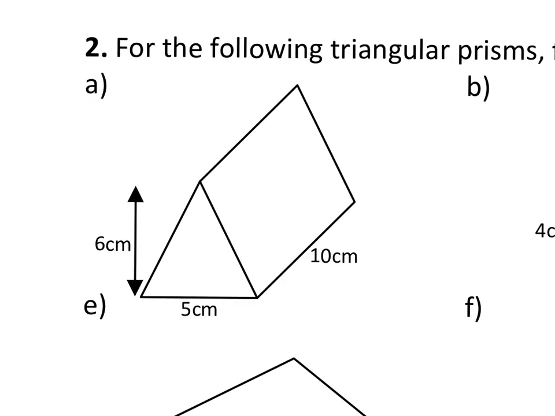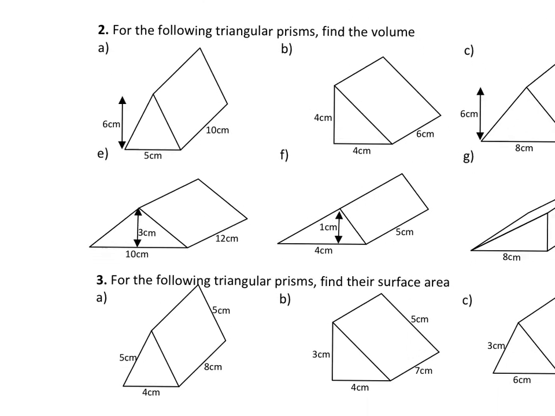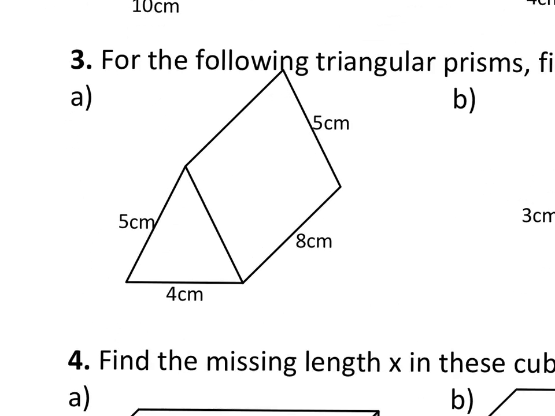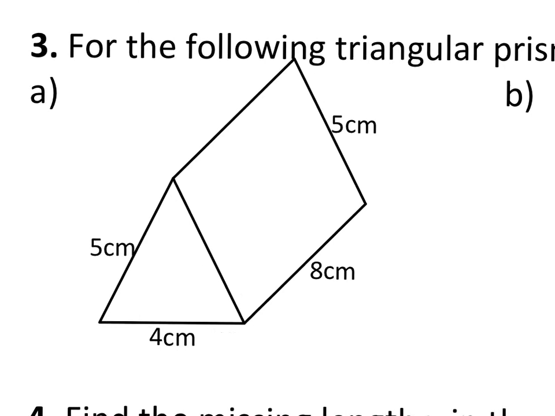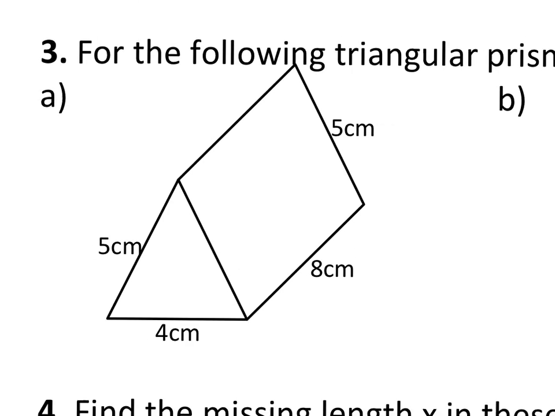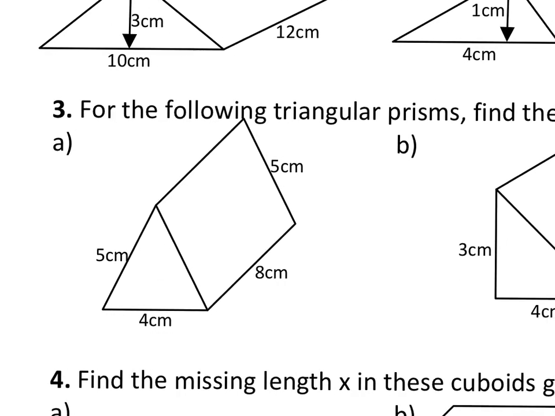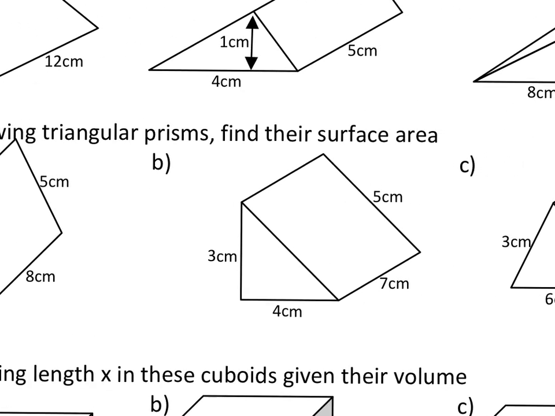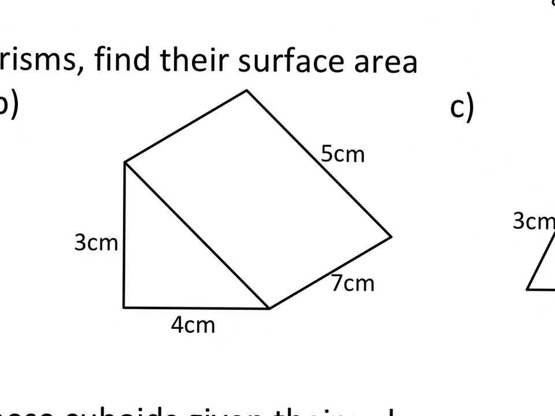A wee bit more work with the triangular prism. I'm not going to find the volume of those. I'll find the surface area of these. Okay, so I'm going to start off first of all with, I'm going to ask you this one. The area of a triangle, which we did yesterday, was half the base times the height. So that's half 4 times 3, which is 6.